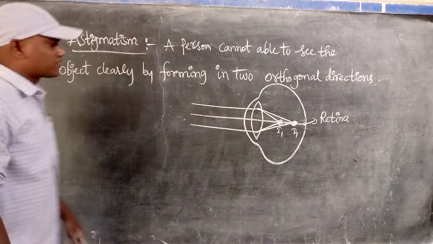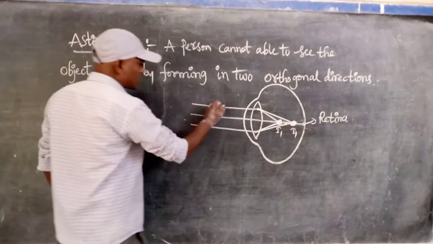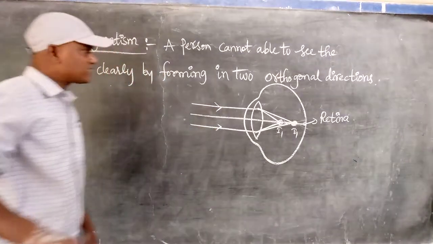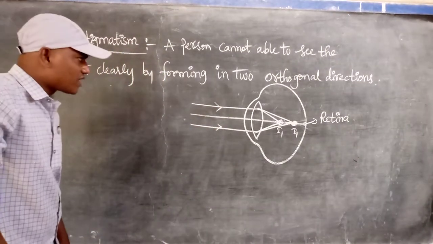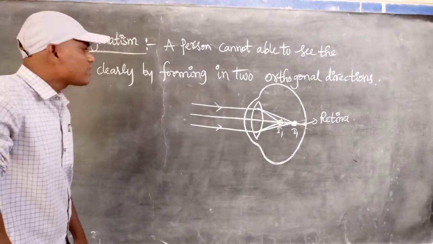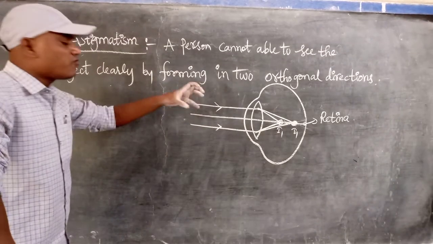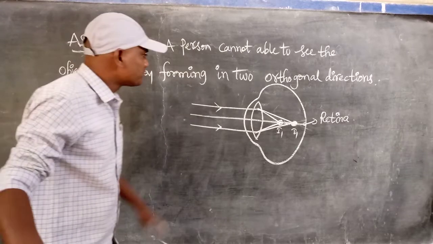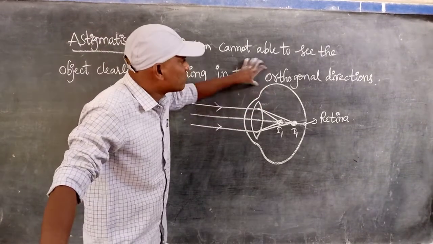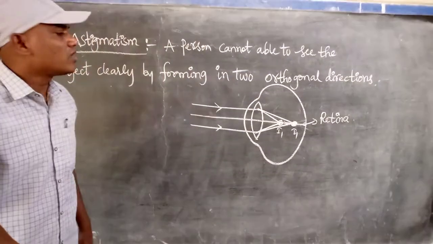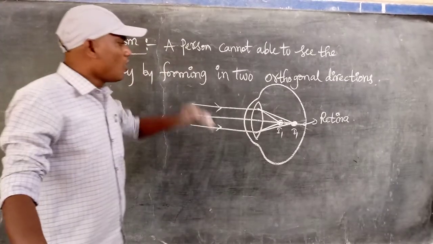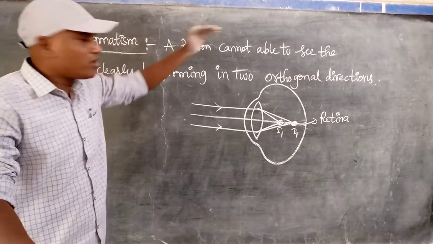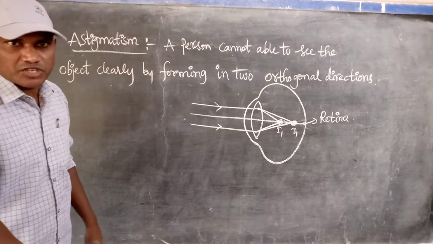So here you are observing that the rays are coming from the object. If a person suffers from astigmatism, the focal length of the lens will be different. Due to that, two images will be formed in two orthogonal directions: one image will be formed at one position, and one image at another position.